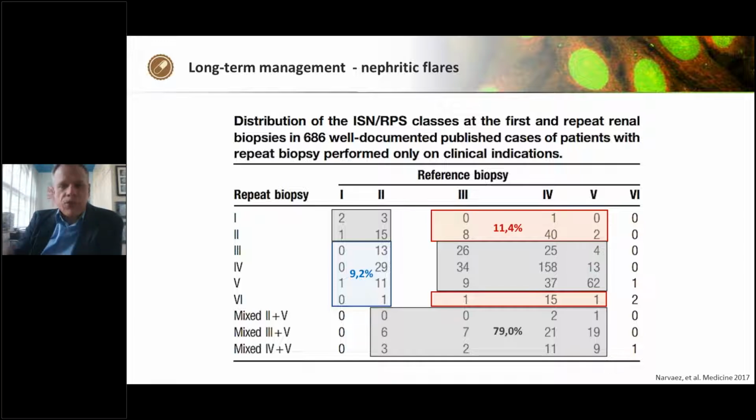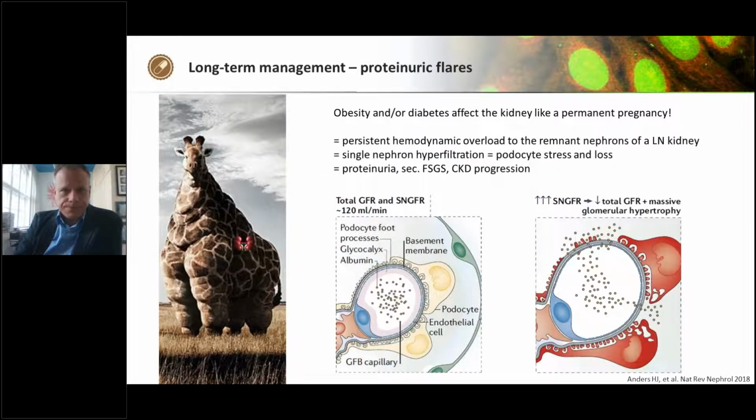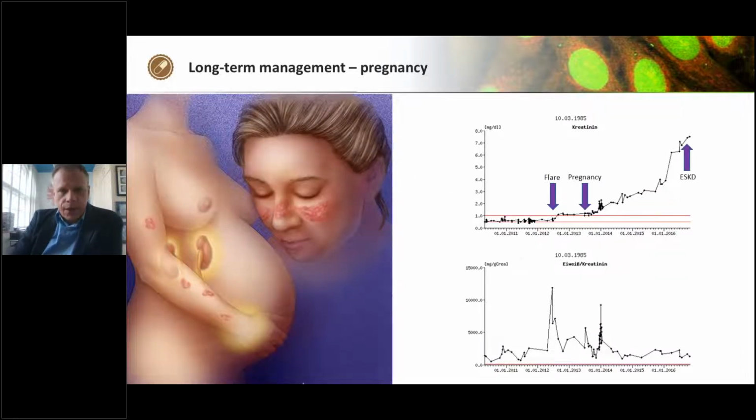I would rather do the rebiopsy when the patient doesn't respond to treatment as expected. That would be a reason. Okay, then the proteinuric flares, we should also think of obesity. Obese people go into hyperfiltration, and there's no need to give immunosuppressive drugs for obesity. It's the same with IgA nephropathy, and steroids in obese people are not something that can help the patient, it will make the situation worse.